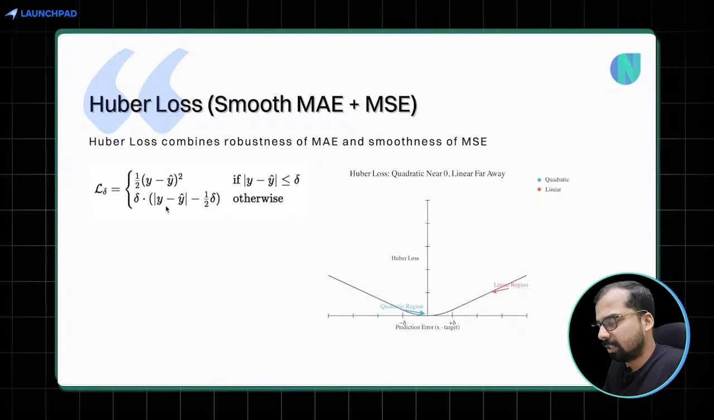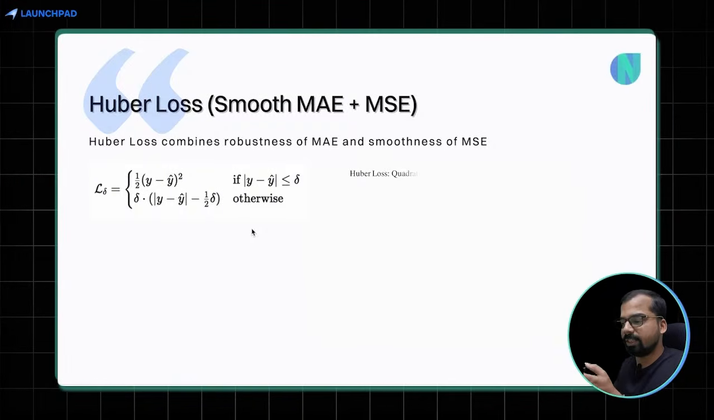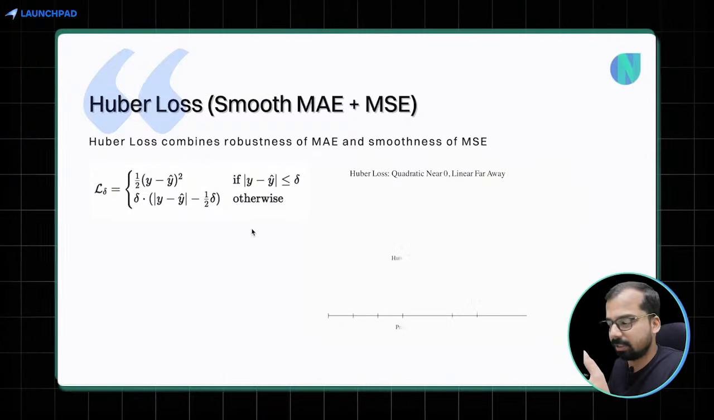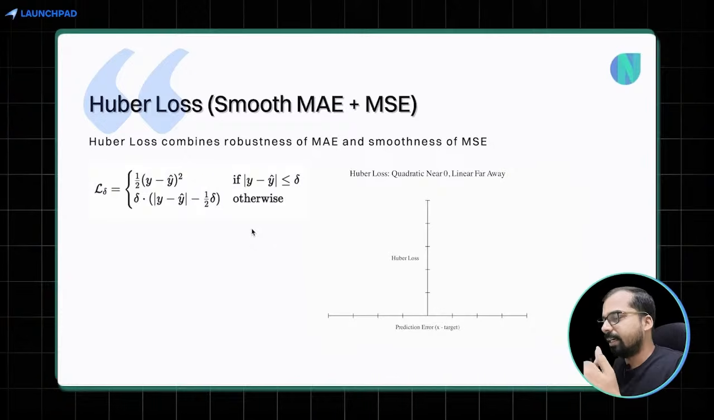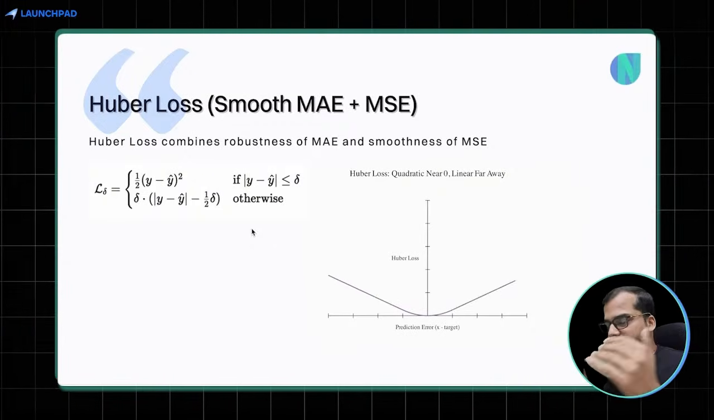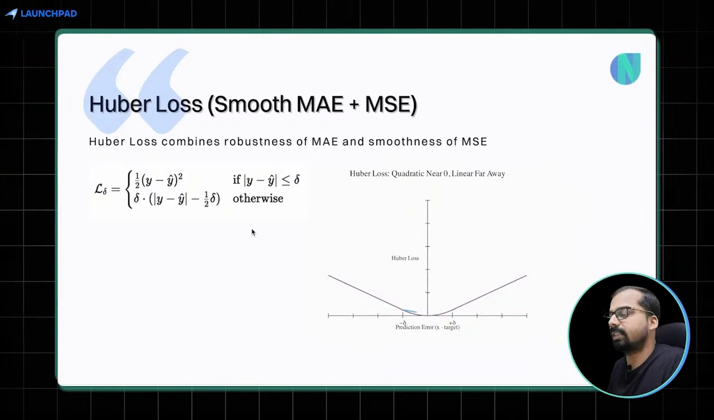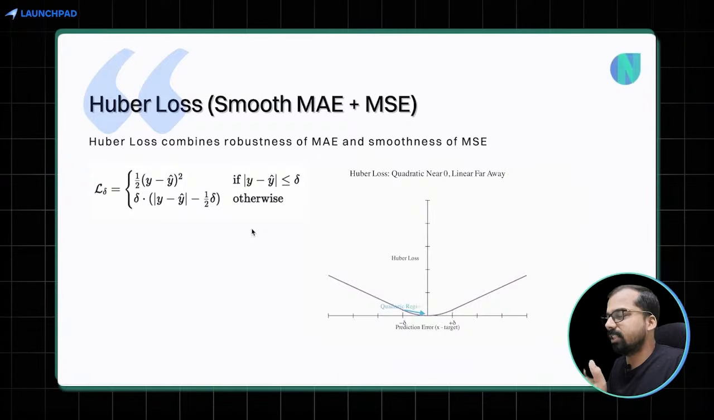So it solves the non-differentiability of mean absolute error towards zero. When the difference between the two is close to zero, it behaves like a mean squared error function, and if it is towards the extreme sides, it behaves like a mean absolute error function, so that we don't focus more on the outliers. So it gives us the best of both worlds.